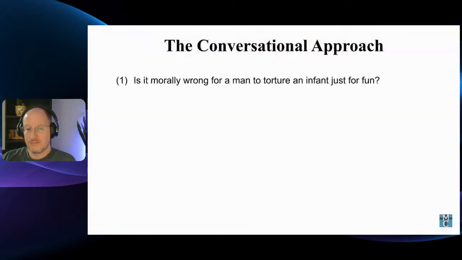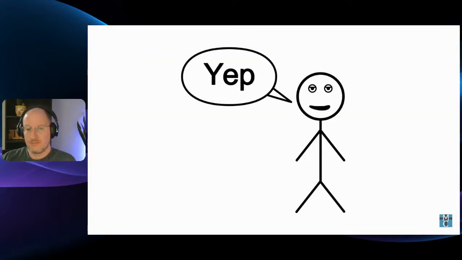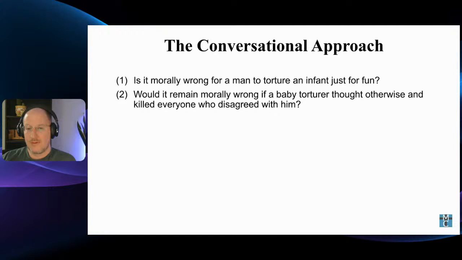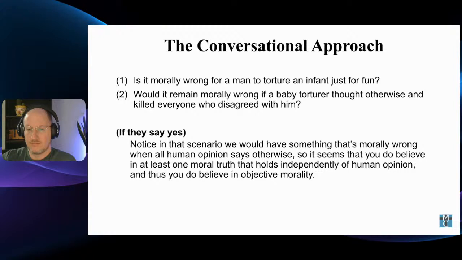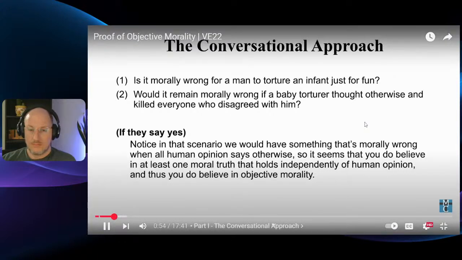Find out whether a moral relativist is actually a moral objectivist by asking them a couple questions like this. Is it morally wrong for a man to torture an infant just for fun? Yep. Would it remain morally wrong if a baby torturer thought otherwise and killed everyone who disagreed with him? Yep. Notice in that scenario, we would have something that's morally wrong when all human opinion says otherwise. So it seems that you do believe in at least one moral truth that holds independently of human opinion, and thus you do believe in objective morality.